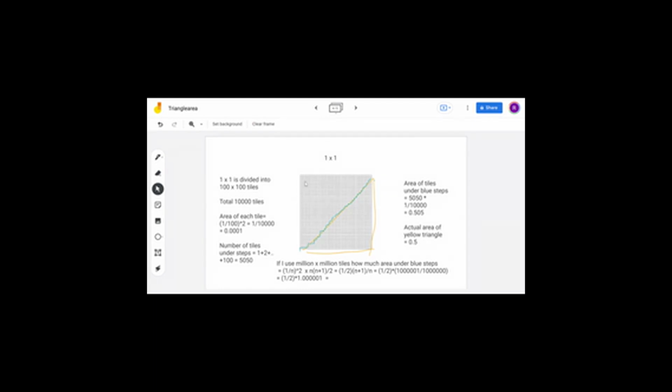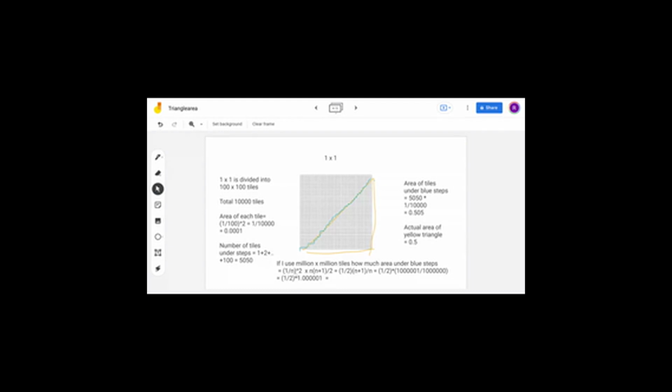Because if you take tiny pixels, like million by million small things, then the area under the steps will become almost like the area of the triangle. So how will you get the area of all the tiles under the steps? Sir, area of each square into the number of tiles under the blue steps. Exactly. Now, can someone tell me why this is the formula?